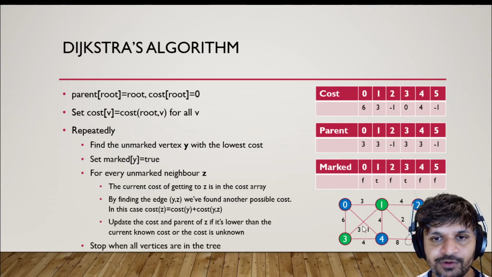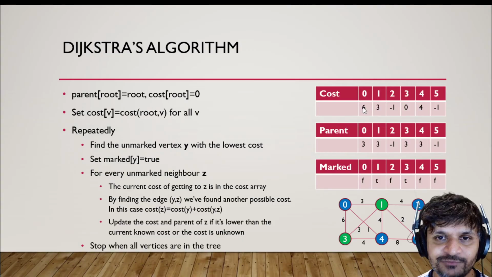To know the cost of taking the edge 1, 0, remember I care about the cumulative cost. The cumulative cost is the cost of getting to 1 plus the cost of the edge. Now the cost of getting to 1 is here in the cost array. It's 3. So the cost of getting to 0 must be 3 plus 3, which is 6. Okay, and the current cost is 6, so I'm not going to do anything. I haven't found a cheaper path. I found a path that has the same cost.